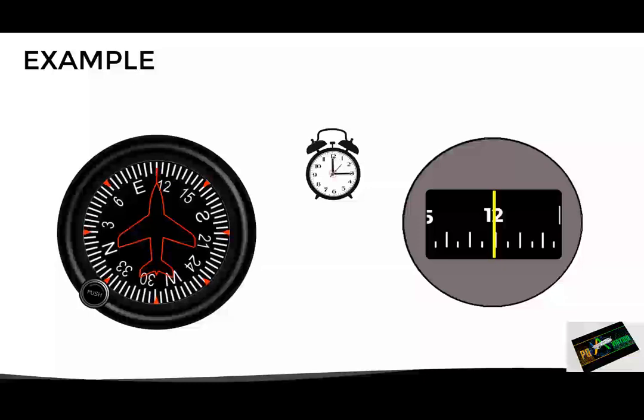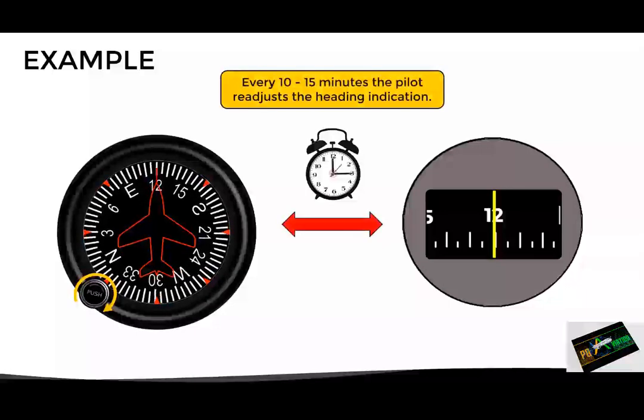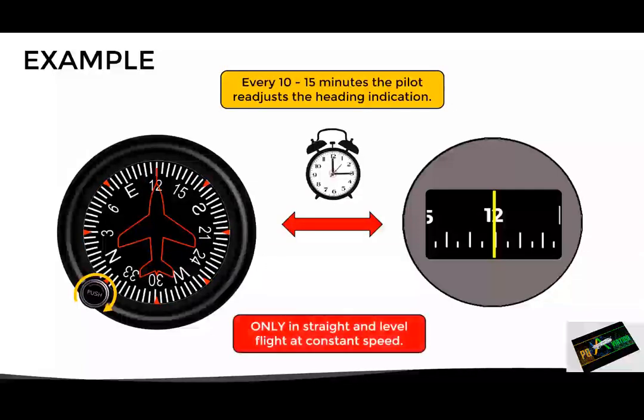In this case, now the heading indicator is showing a heading of 110, even though the compass continues to indicate the correct heading of 120. In this situation, the pilot will have to use the adjustment knob to reset the heading indicator according to the magnetic compass indication. But again, this should only be made while flying straight and at a constant speed.